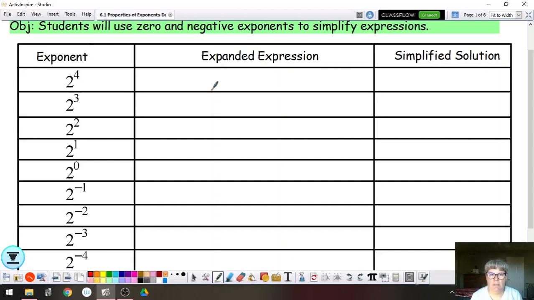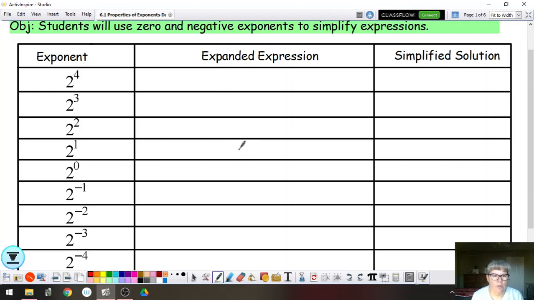Hi everyone, it's Mrs. Scarpel, and in this video we're going to look at negative and zero exponents. In the process, I'm going to show you why the exponent zero has the property it has, and why the negative exponents have the properties they have. So let's start with what we do know.